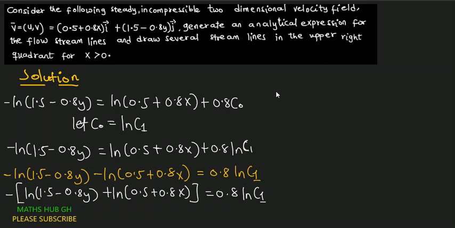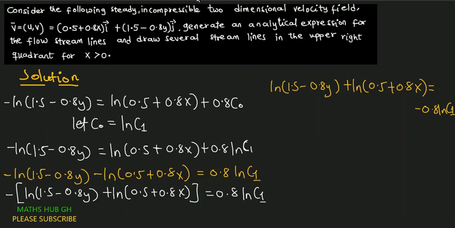Now I will cancel out the negative from the left hand side. So we are now going to have ln of 1.5 minus 0.8y, plus ln of 0.5 plus 0.8x, bracket close, equals minus 0.8 ln of C1. Sorry, I made a mistake earlier. Okay, this is what you are going to have.